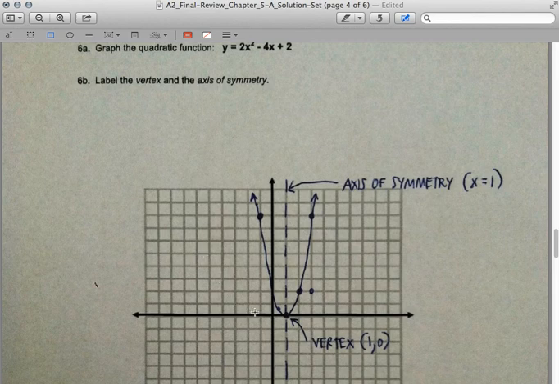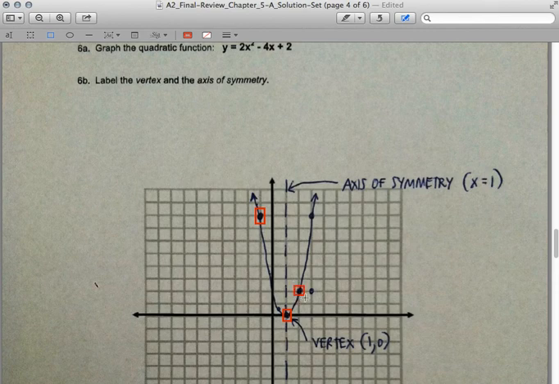So we have our vertex, (1, 0), and we have some of those points that were just calculated. For instance, (-1, 8) is here. Again, our vertex of (1, 0) is here. And I want to point out the symmetrical nature of the parabola.